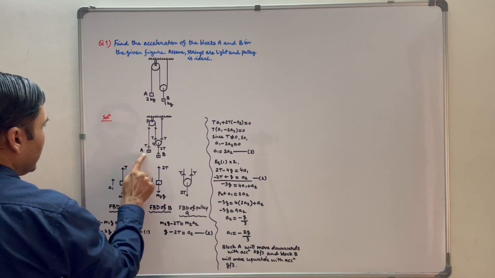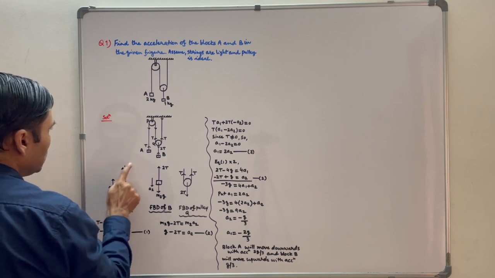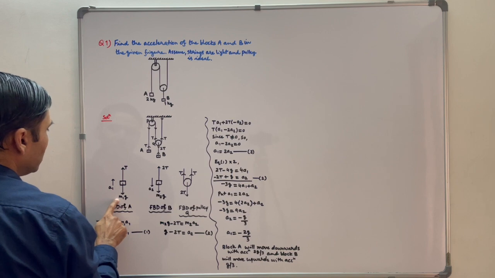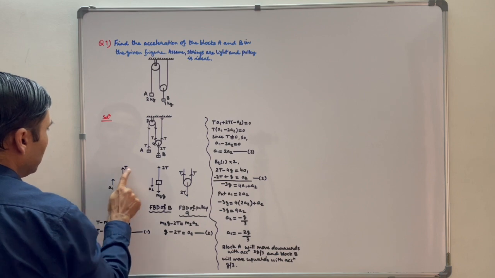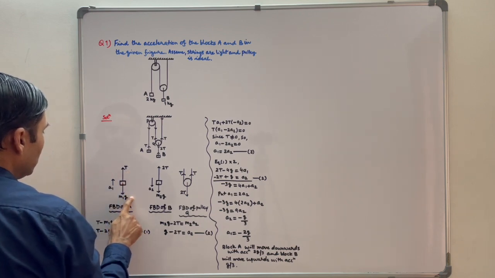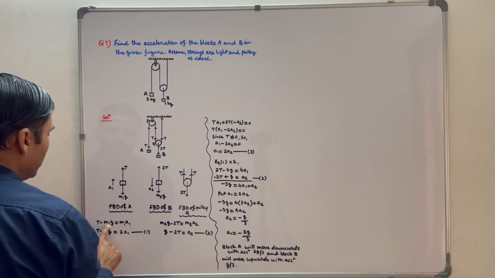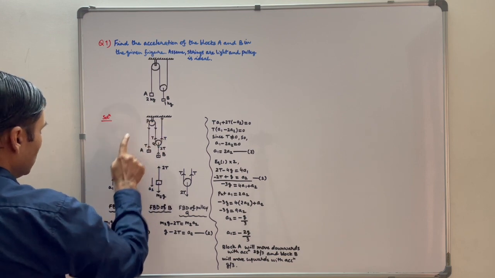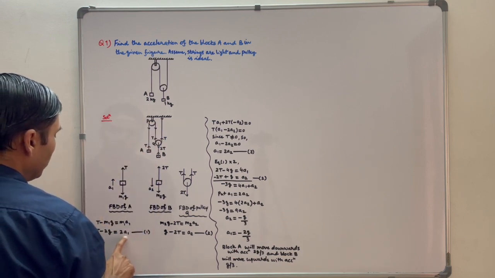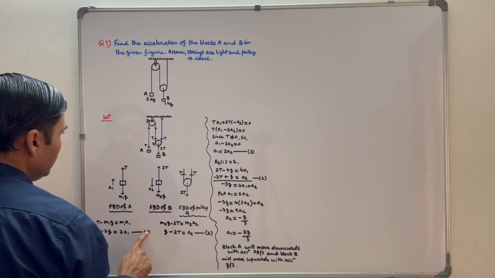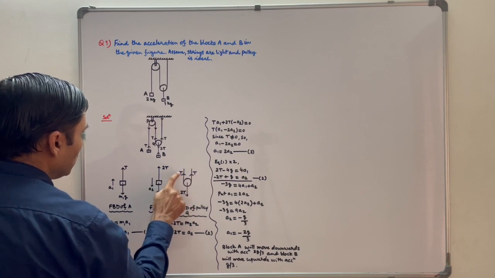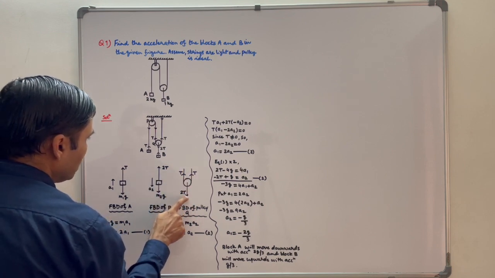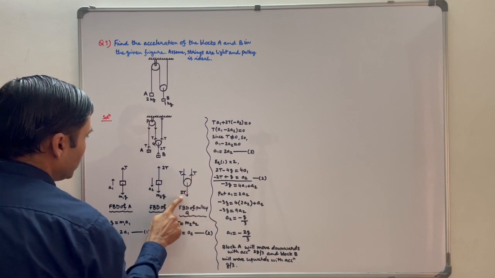This is the FBD of block A. Tension T works on it due to this string. M1G is its weight. Since this is moving upwards, the net force on it will be upwards and that will be T minus M1G. So we can write the equation of motion as T minus M1G is equal to M1A1. M1 is given as 2 kg. So it will be T minus 2G is equal to 2A1. This is the first equation. This is the FBD of this pulley. Tension T is working on this string on both sides. So tension on this string will be T plus T, that is 2T.